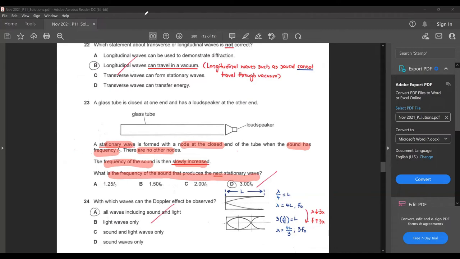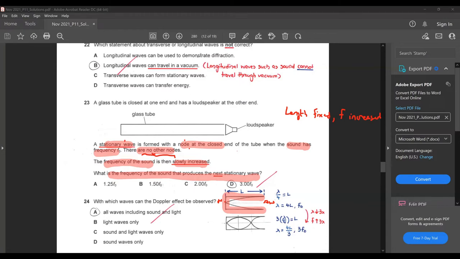So this is a case where the length is fixed, but the frequency increases, right? They tell you that they form a stationary wave. The node is at the closed end, and there are no other nodes in between. That already tells you that the stationary wave formed is just going to be this. There's only one node at the closed end, so the open end obviously must be an antinode. So closed end is a node, open end is an antinode, no other nodes. This is the first stationary wave formed.